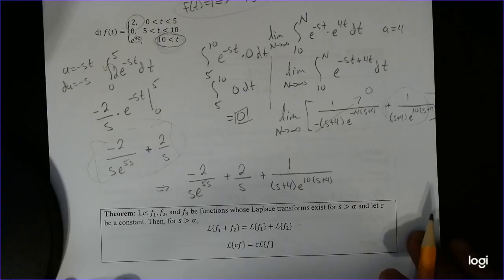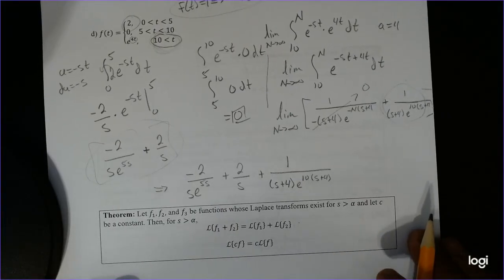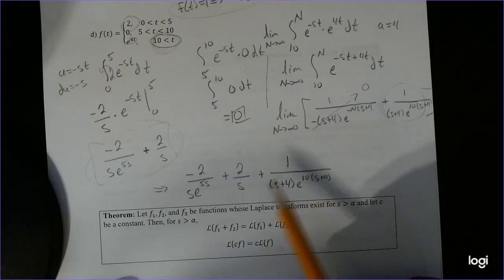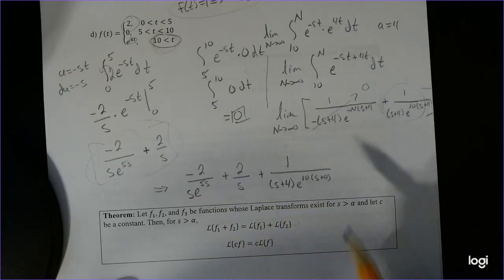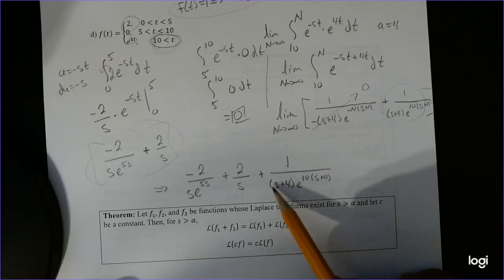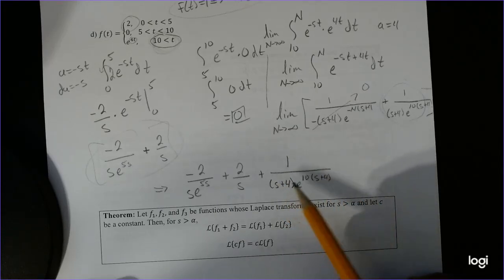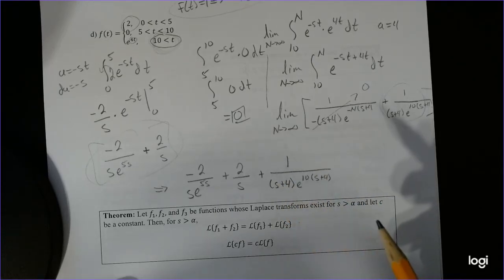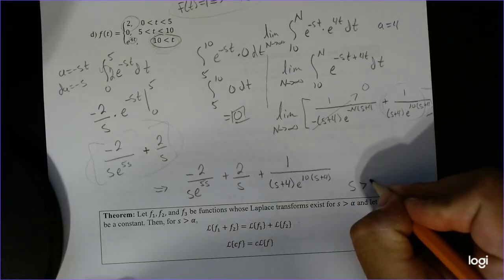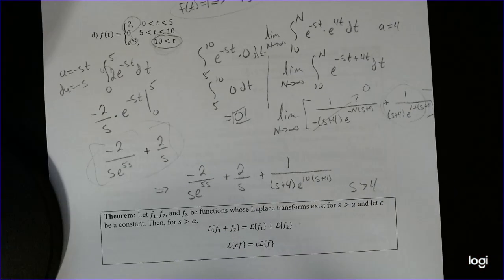And just to be on the safe side, we have our domain, so it can't be 0, right? Since s has to be a positive constant, we know it can't be 0 because we'll get zeros on the bottom. This will only be 0 when we have s equal to 4. So usually we say s is greater than 4 would always work, just to be on the safe side.